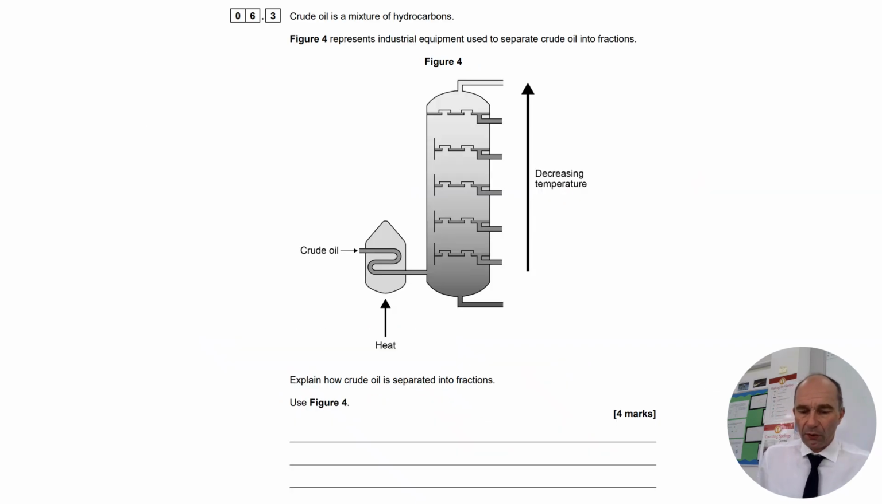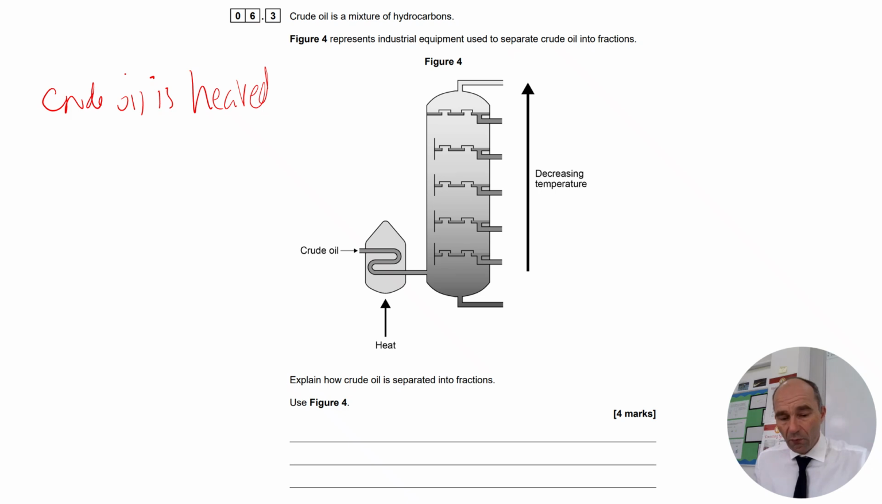Next one, 6.3, we're on to crude oil. So crude oil is a mixture of hydrocarbons, and we've got our fractionating column here. And this is done on a massive industrial scale. Explain how crude oil is separated into fractions. Well, there's plenty of information in this diagram to help you. So first of all, the crude oil is heated.